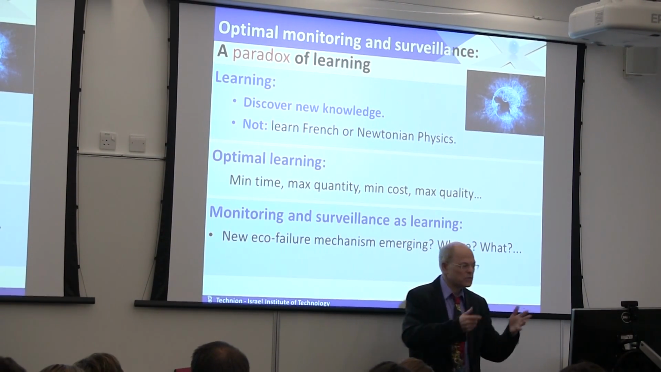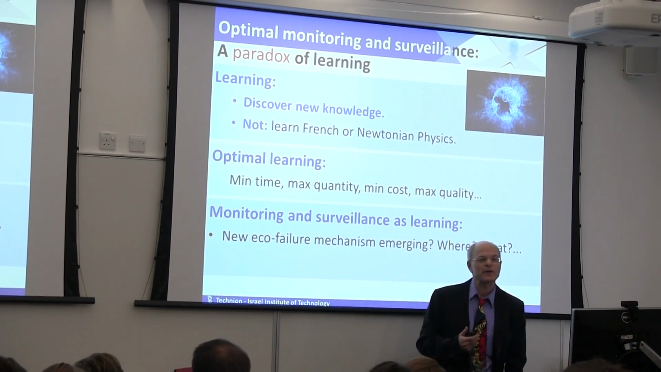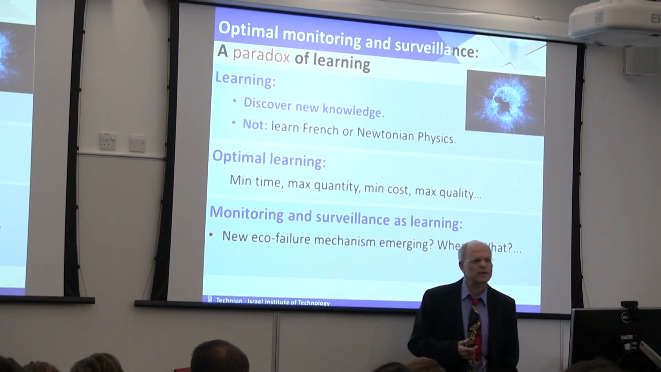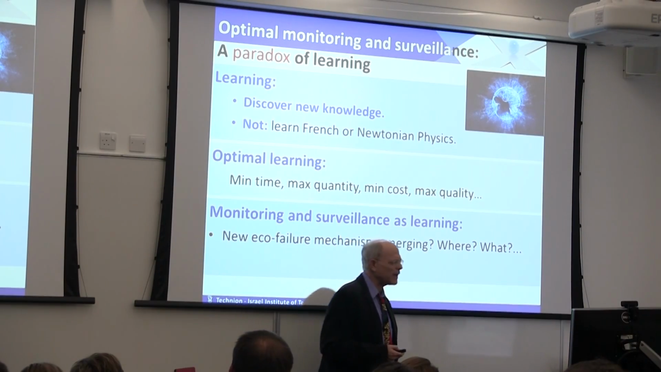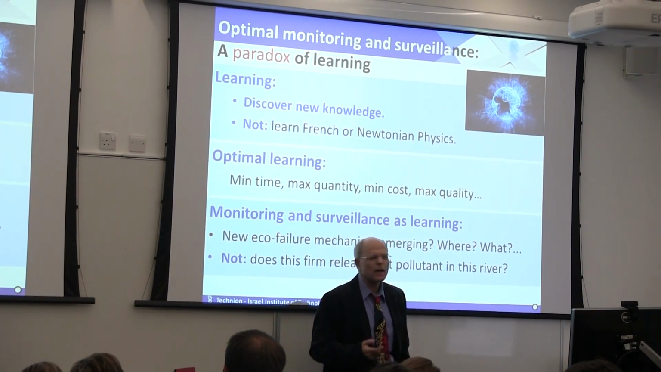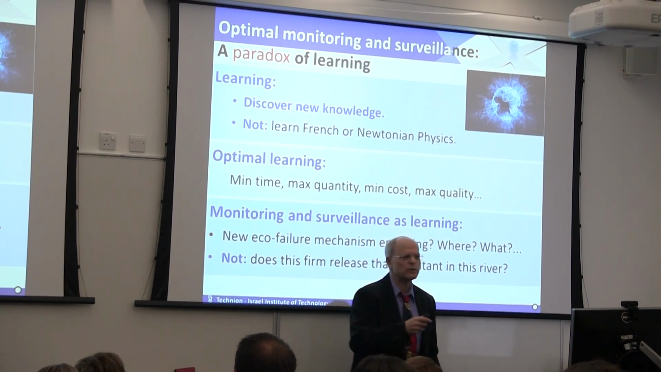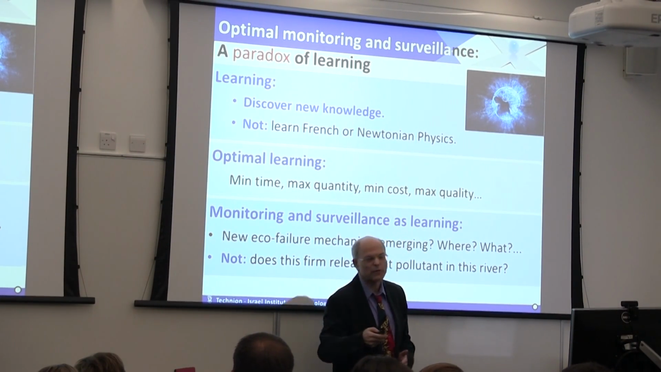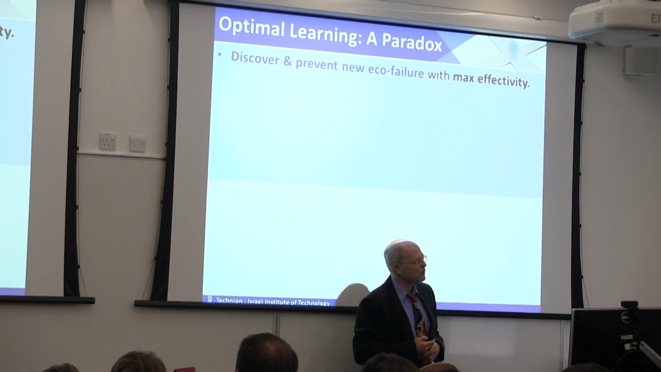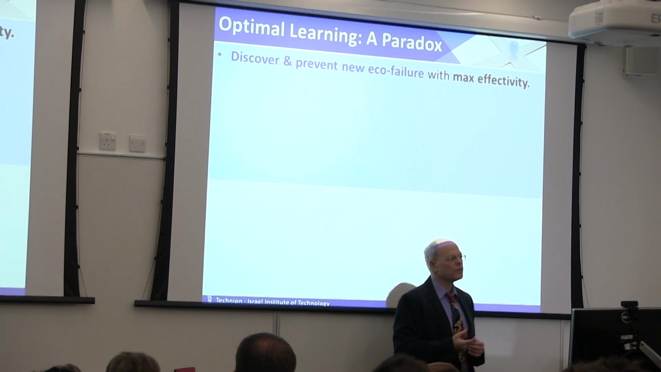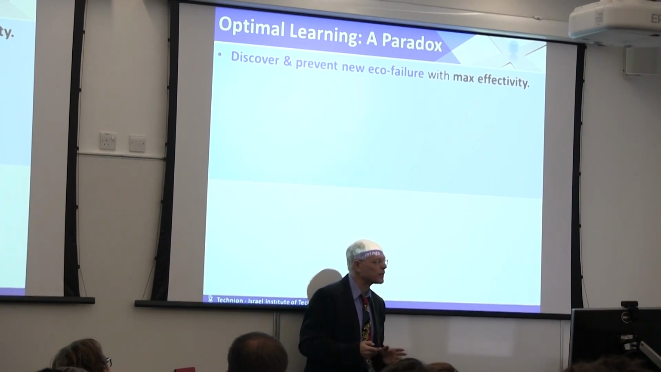So, to relate it to this community, we're trying to learn a new eco-failure mechanism. Or maybe we're trying to learn, is a new eco-failure mechanism emerging? Where is it? What is it? And how fast is it happening? And so on. It's not a specific learning, like is that firm emitting this pollutant in that river? We're trying to understand something about the universe. So to focus in a little bit on that, we want to discover or prevent this new eco-failure. We would like to do it with maximal effectivity. That's the optimal learning bit.